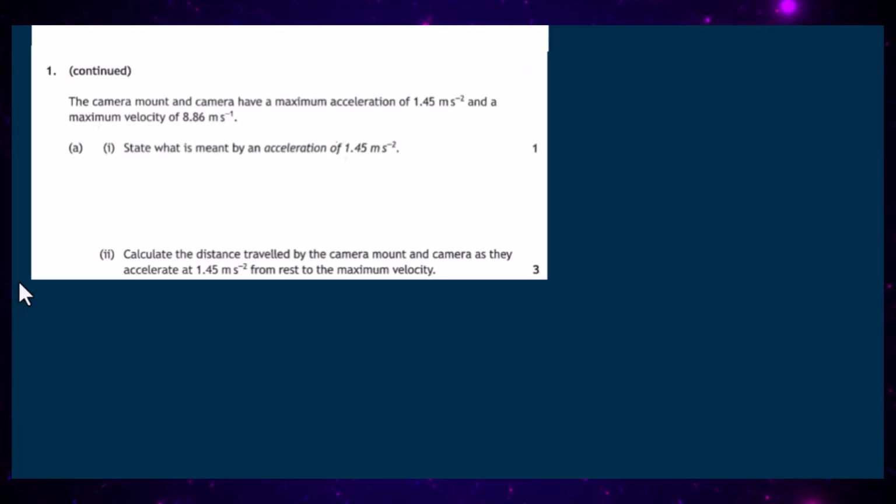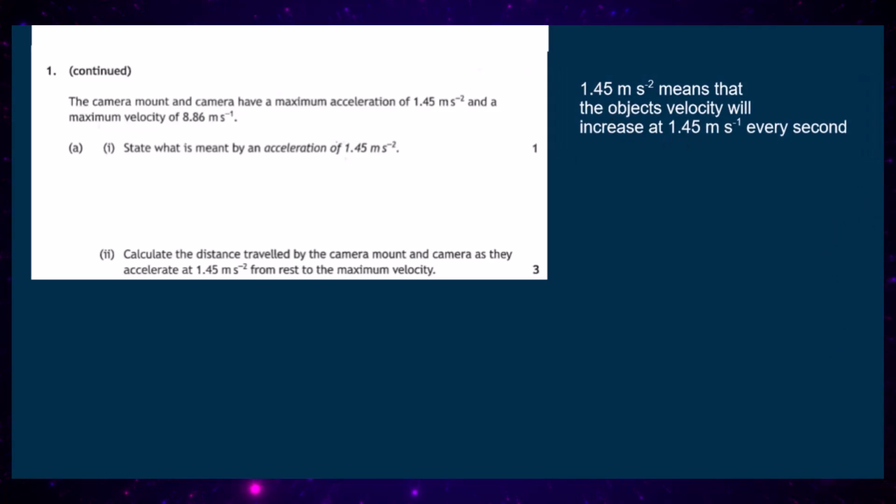The first question is: the camera mount and the camera have a maximum acceleration of 1.45 meters per second every second, and a maximum velocity of 8.86 meters per second. And we have, for 1 mark, to state what is meant by the acceleration of 1.45 meters per second every second. And that's the definition there.